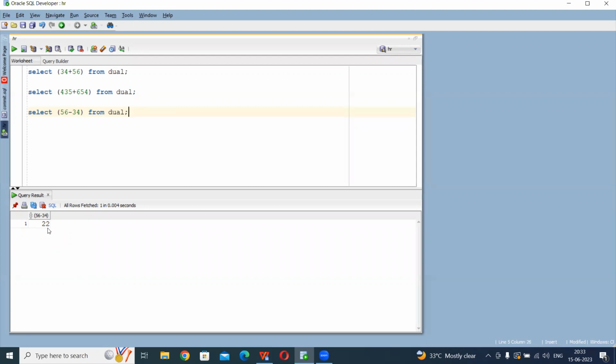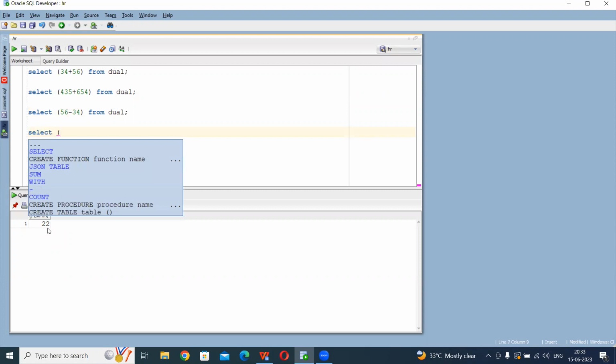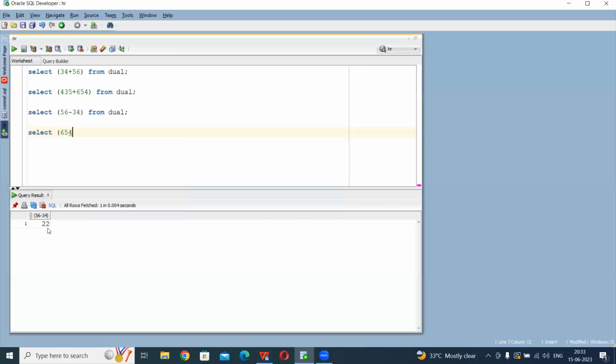So next I wanted to perform subtraction between another two numbers. How to write a query? We'll be writing our query starting with select keyword. After select, I have opened the parenthesis. After opening the parenthesis, I have given my number as 654 minus 435.